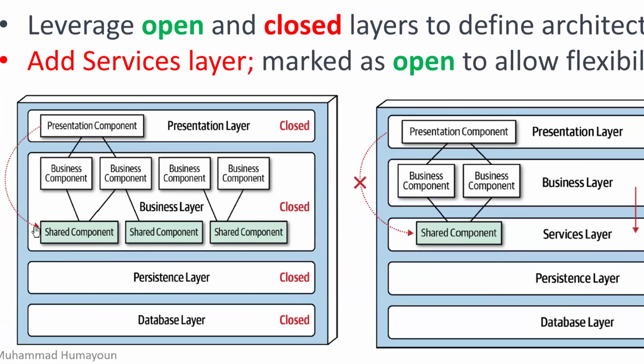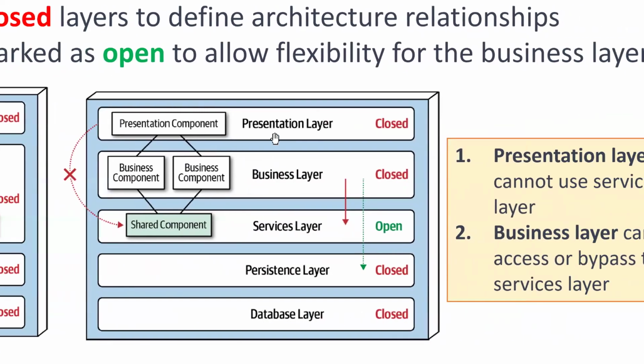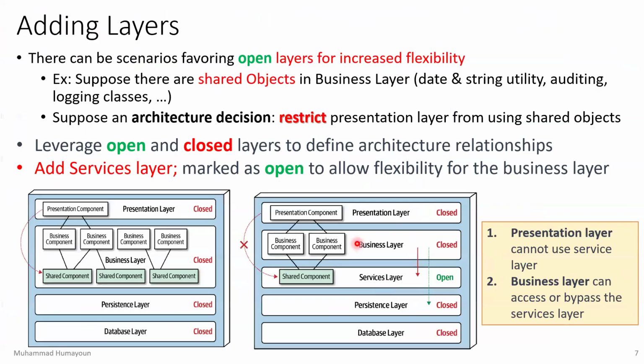If you want that these shared components cannot be shared by this presentation layer, you can add an additional layer and make it open. Now the presentation layer cannot access shared components because it must, so both are closed. So it must only access one next layer, the business layer. But the business layer, since this one is open, can access this one or can bypass and access the persistence layer. So this is the concept of open and closed layers.